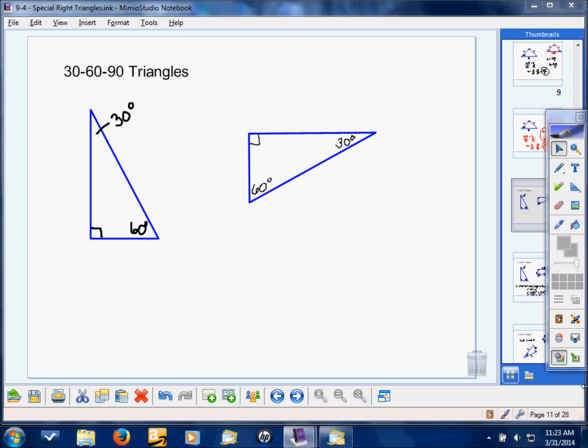Okay? So first thing we need to do is label the side that we're going to base everything off of, and that is going to be labeled S. And S is always going to be the shortest side, and it's across from the 30 degrees. Okay, so S will be the shortest side.